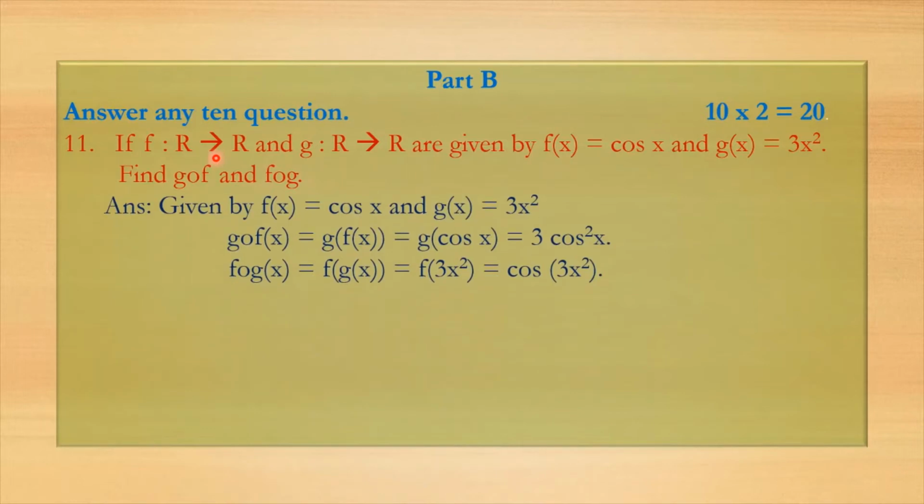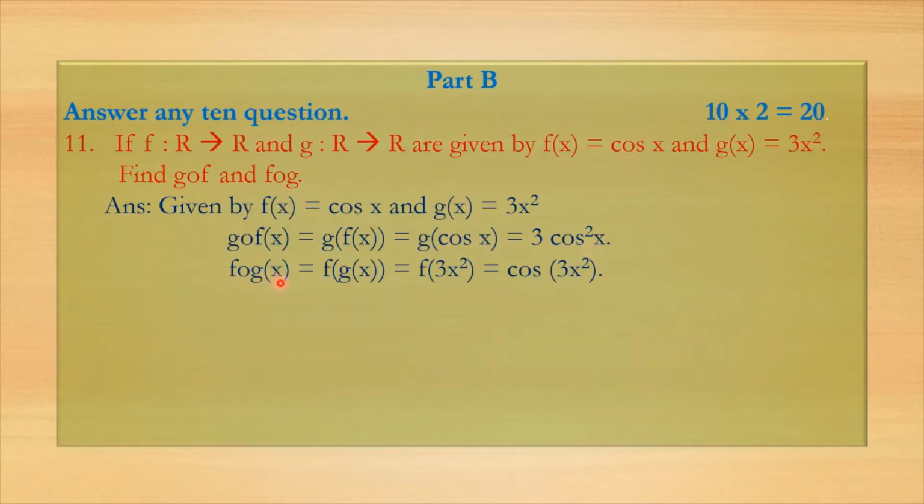Okay. Let's find out. f of x is equal to cos x and g of x equal to 3x square. Therefore, g of f of x is nothing but g of cos x. So just substitute: g of x is 3x square, correct? Therefore, g of cos x means in place of x here, cos x is there. Therefore, it is 3 cos square of x.